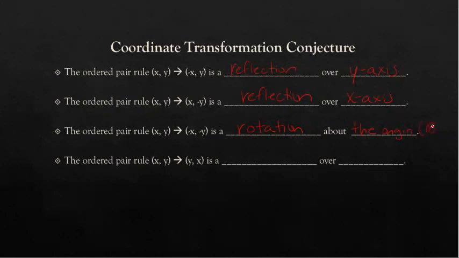And I'm going to put that it was 180 degrees. So it went halfway around the circle, around that origin. And the last one, when the x and the y becomes y and then the x, it's a reflection over the line y equals x. So it's a reflection over this line right here.